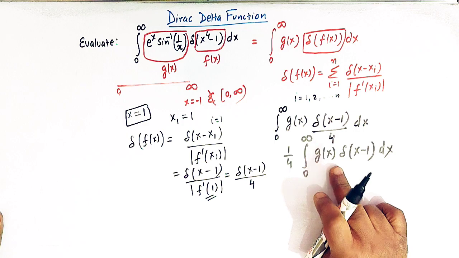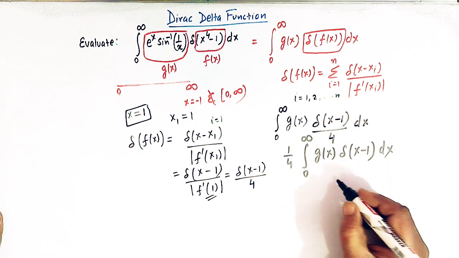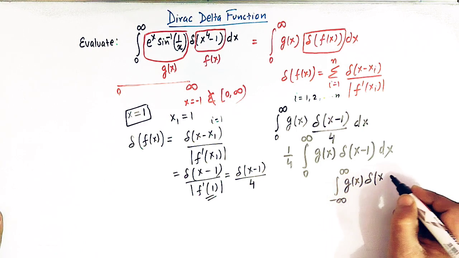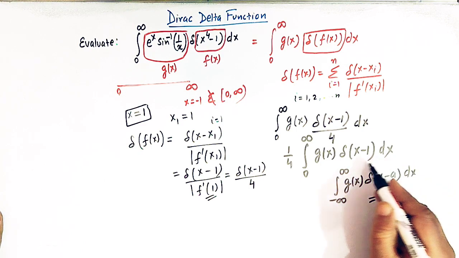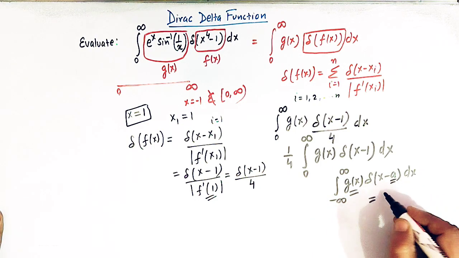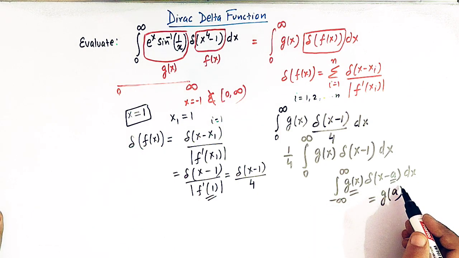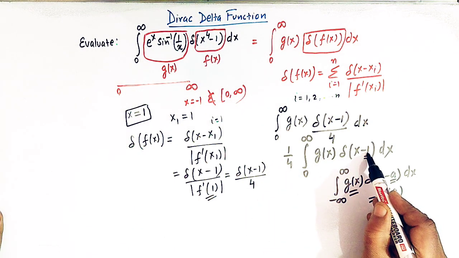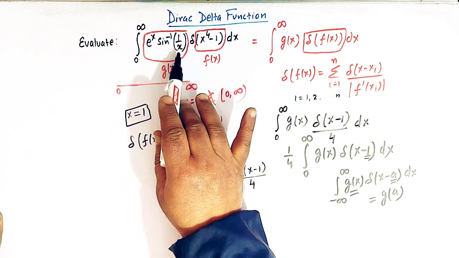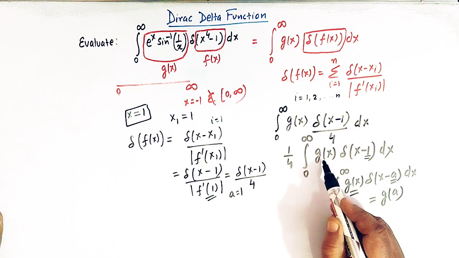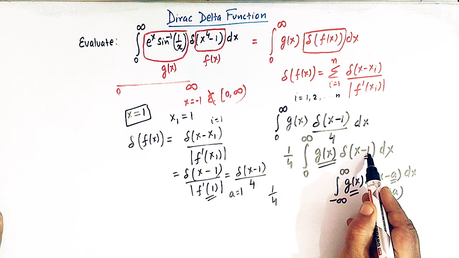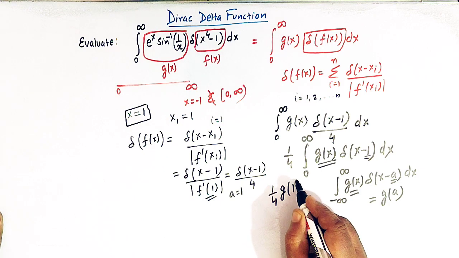So now to move further, we'll make use of the definition of Dirac delta function, which says that integral from minus infinity to infinity, and here we have g of x delta of x minus a dx, then the value of this integral is equal to the value of this function g of x at this point. So we have g of a, right? So now see, here the value of a is 1, right? So a is 1, and g of x is e raised to x sine inverse 1 over x, and the value of this integral is now equal to the value of this function at this point, that is 1. So we have 1 over 4 g of 1, right?